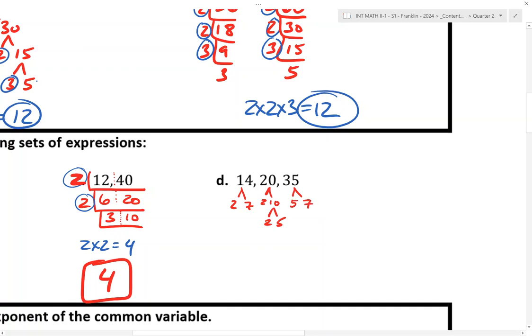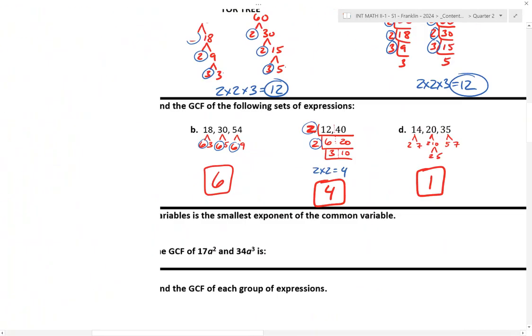None of these numbers match up for all 3 in our list. The first 2 have a 2, but not the third. First and third have a 7, but not the middle. Second and third have a 5, but not the first one. So the greatest common factor here is 1. There is no larger number that divides evenly into all 3 of these, so our GCF here is just 1.